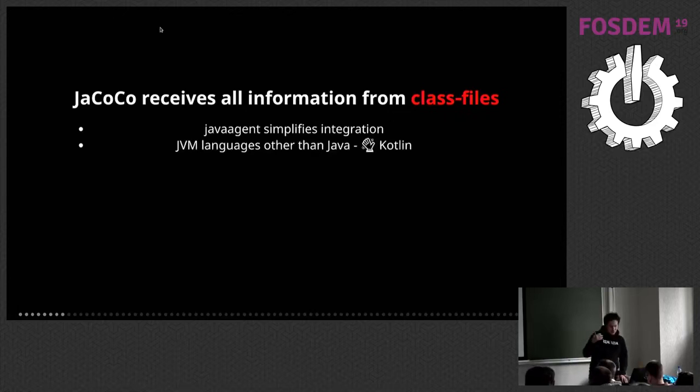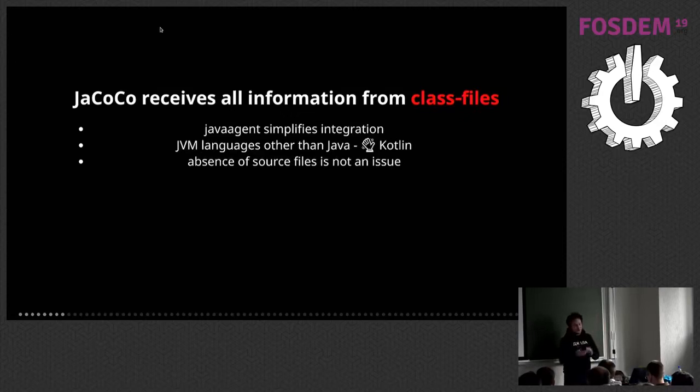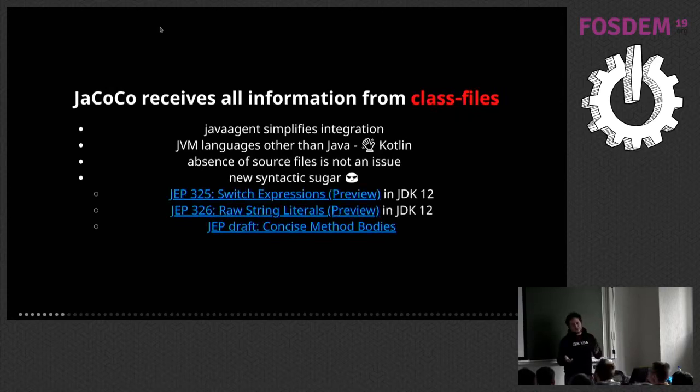This opens the door for us to cover some other languages than Java because, well, bytecode is the same, so this should work for Kotlin, theoretically. This should theoretically work for Scala, etc. Why theoretically? Because we're going to see which problems we face in practice with such languages. Again, absence of source files is not an issue. So you can actually measure code coverage if you do not have source files at all. That's pretty cool. You get someone else's code and you can run some tests on it and see code coverage out of this. And of course, it helps us to cover some new syntactic sugar, the kind that doesn't change class files, the kind that doesn't change bytecode.